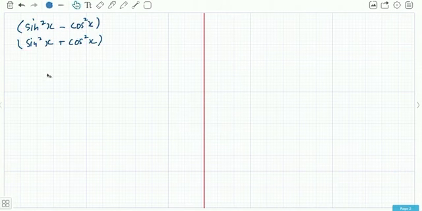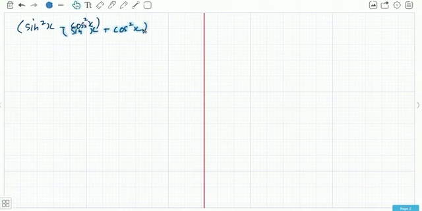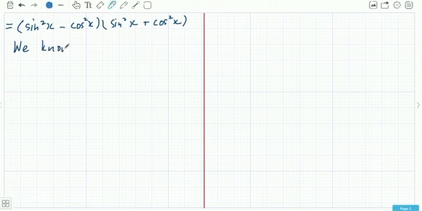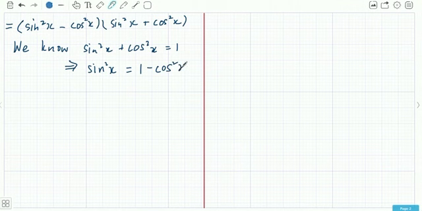Now hopefully what you've noticed at this point is something that's very familiar, which is this part here. So we know that sine squared x plus cos squared x equals 1. We also know that from this you could rearrange this as well, and you could solve for either cos squared x or sine squared x. I'm just going to solve for sine squared x because it's first. It doesn't make any difference.